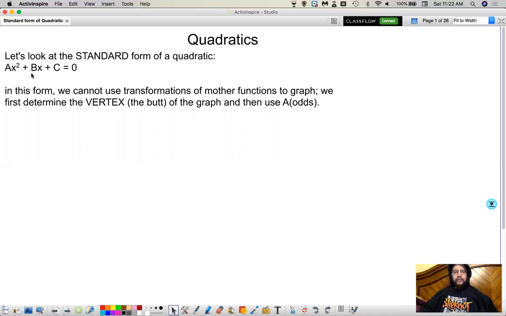So the first thing we need to do is find out where our butt is. The vertex is what it's called. So we got to find that vertex, that bottom or the top point if it's upside down. And then we're going to use our odds to graph them. Remember, a times the odds is how much we go up from the butt.